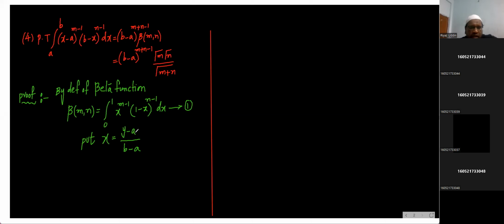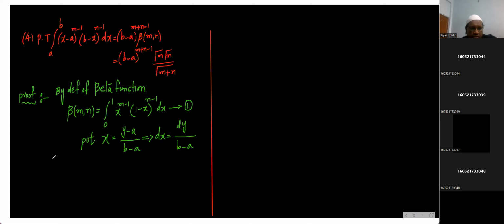Here y minus a is related to x minus a. At the end we can change the variable. Now if you differentiate, what is the differentiation of x? It should be dx. The differentiation of y is dy, and the minus a is a constant, so forget about it. Divided by b minus a, which is a constant term, so 1 by b minus a stays as it is.